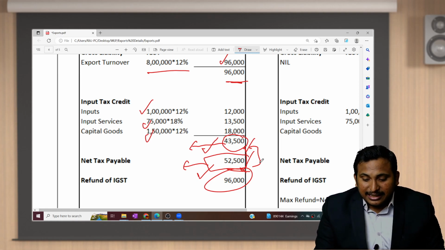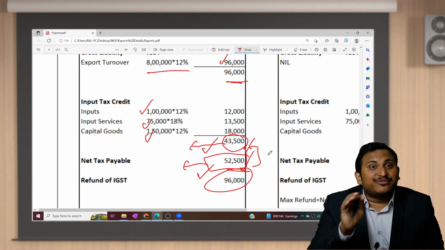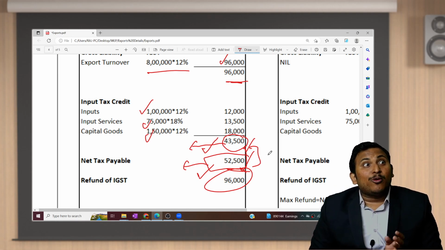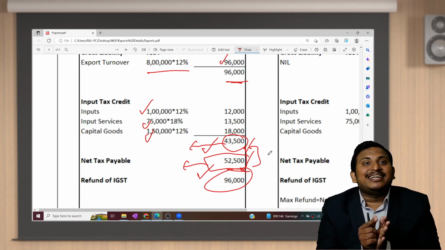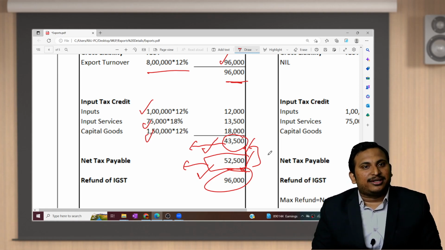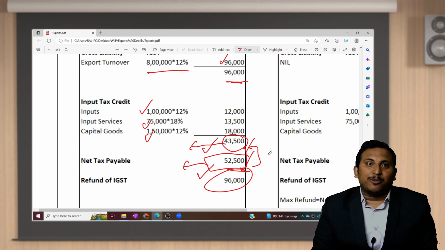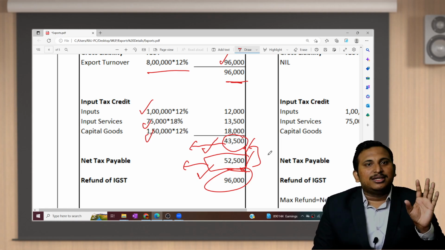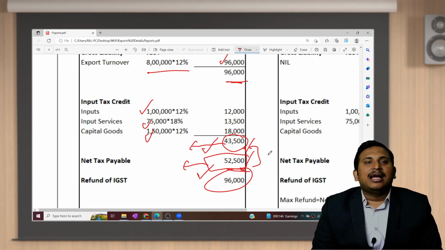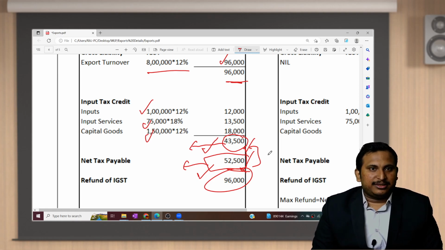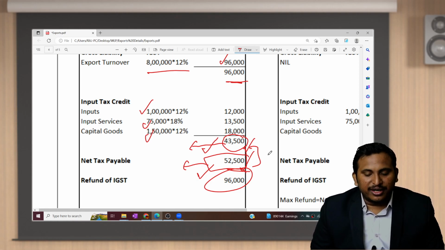That means the tax you are paying at the time of sale is 52,500. The tax you have paid at the time of purchase is 43,500. Together is how much? 96. Entirely go and take a refund. You're getting the point, sir. That is option one, where we get both the tax that we have paid and then the credit utilized, everything as what's tax paid. So are you getting the point? As a refund we will be getting.